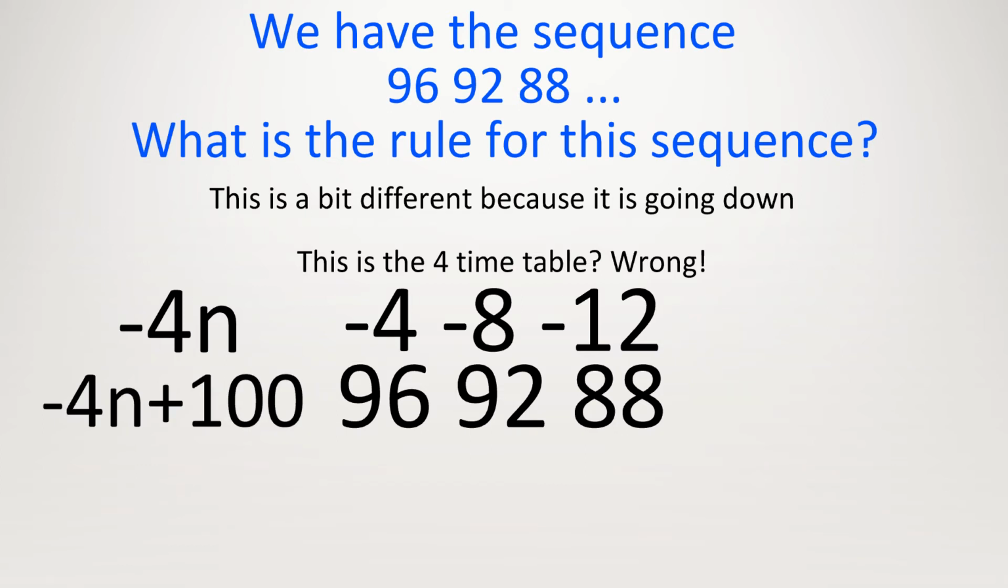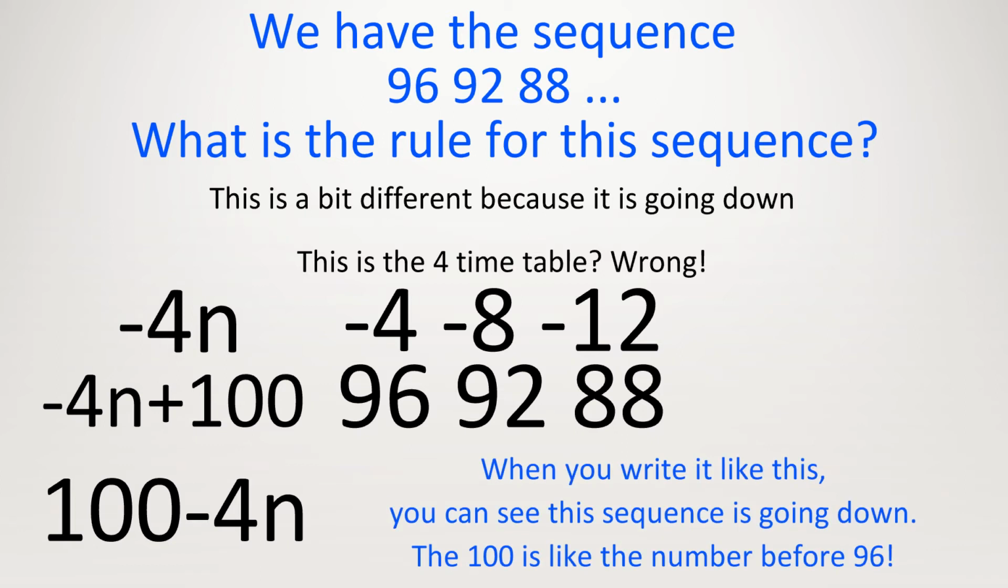We can write this the other way around: 100 minus 4n. When we write it like this, we're showing ourselves this sequence is going down, because we have minus 4 in front of the n.